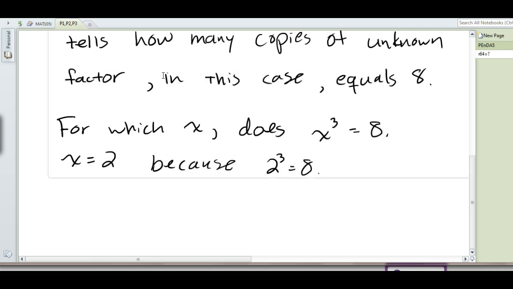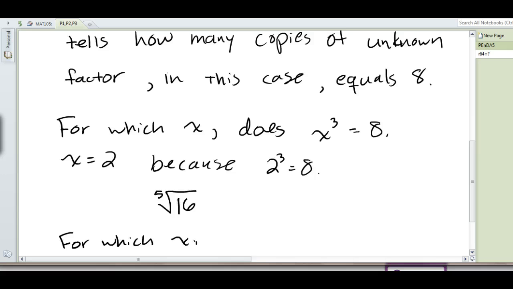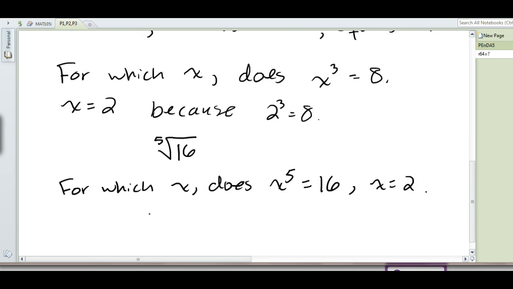And it's the same way with any other power. So if you were looking for, say, the fifth root of 16, we'd be asking for which x does x to the fifth power equal 16. And again, this would be 2, because 2 to the fifth power equals 16. So if you were asked to evaluate this number, you would just say it's equal to 2.